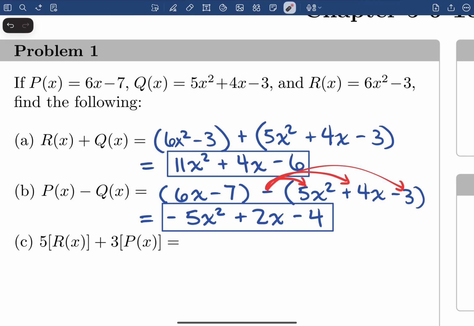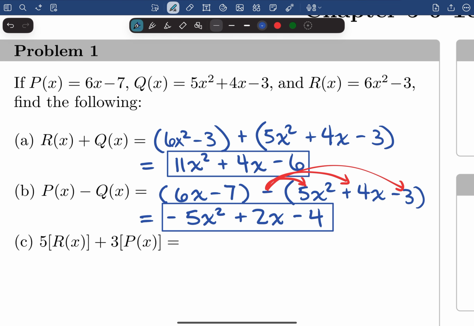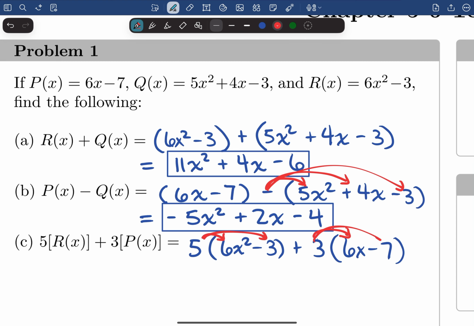And now this last piece says find 5 times R of x plus 3 times P of x. All right, so we're going to multiply 5 to the R of x function and multiply 3 to the P of x function and add them together. So here I go, 5 times R of x, which is 6x squared minus 3, plus 3 times P of x, which is 6x minus 7. All right. So yeah, I'm going to distribute this 5 into both these terms and this positive 3 into both these terms. And let's go ahead and see what we get.